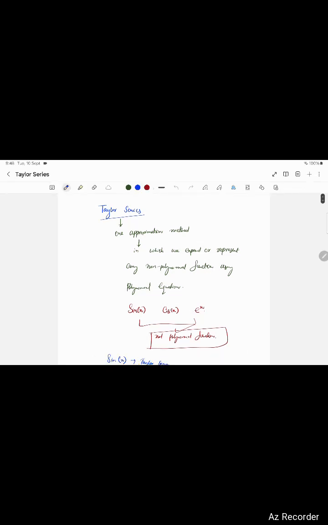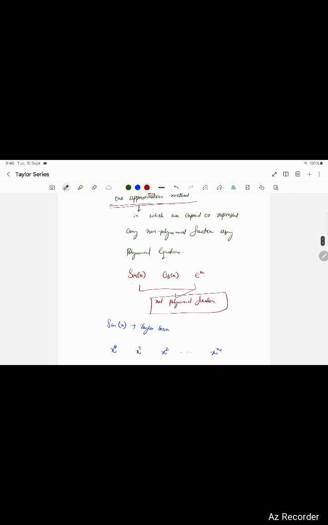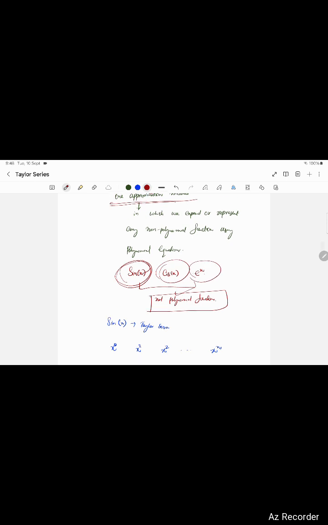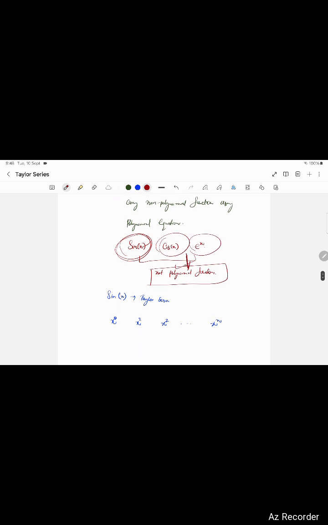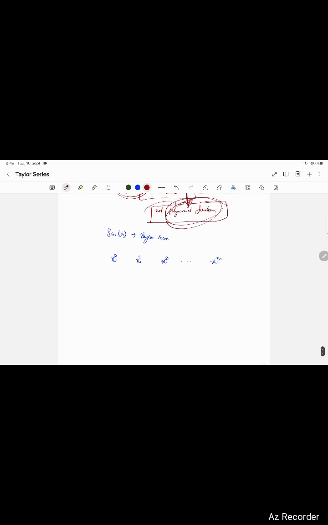Taylor series is an approximating function. It is an approximating method where we take any non-polynomial function and represent or expand it in terms of a polynomial function. So what is a polynomial function?